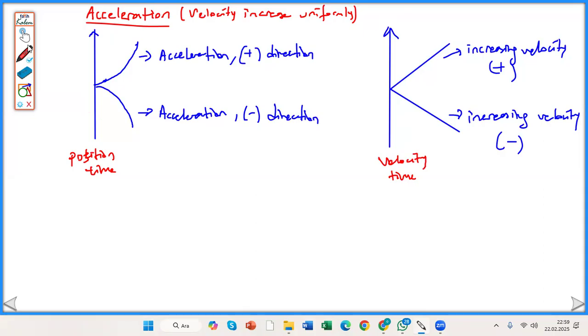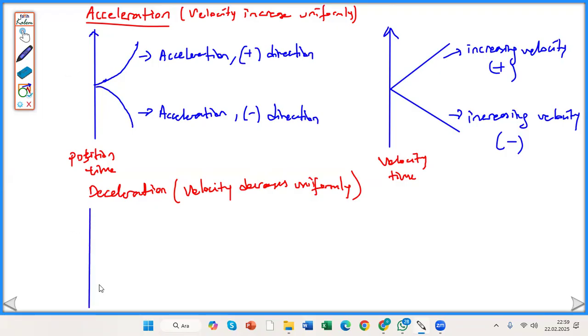So what about the deceleration? Let's look at the deceleration. In other words, velocity decreases uniformly. Velocity decreases uniformly. That time, okay. This is the position time graph once again, and this is the velocity time graph.